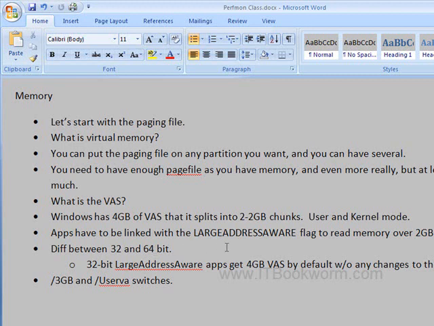So applications can't just use that extra gig that you give it. If you take a normal application that wasn't compiled with this large address aware flag, it won't be able to access more than 2 gigs.